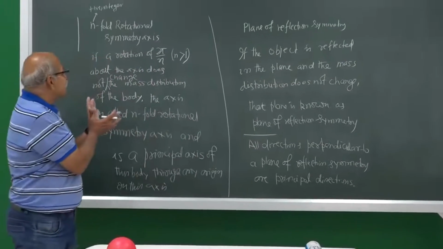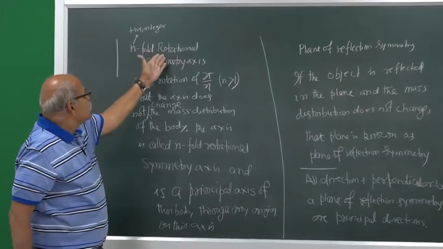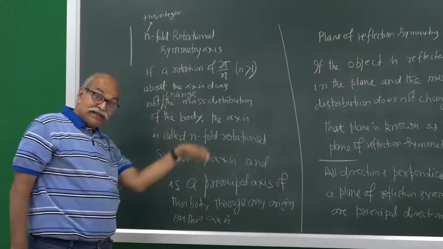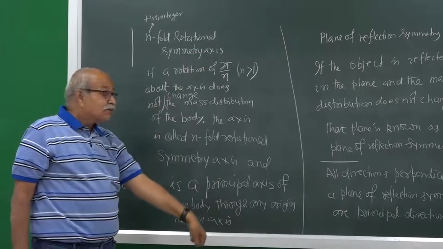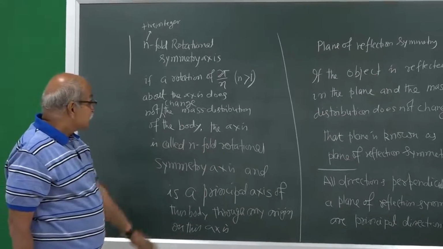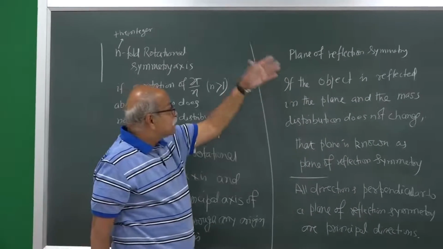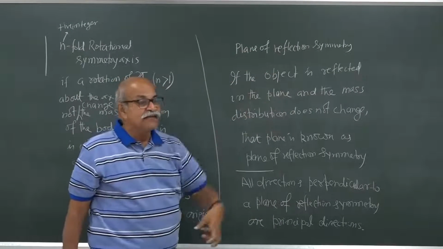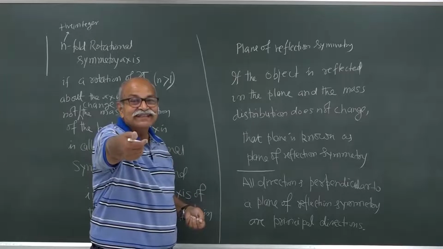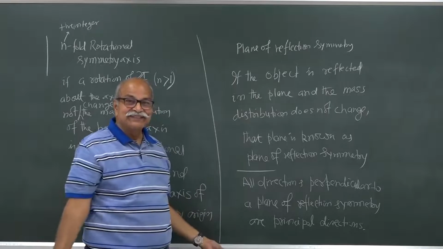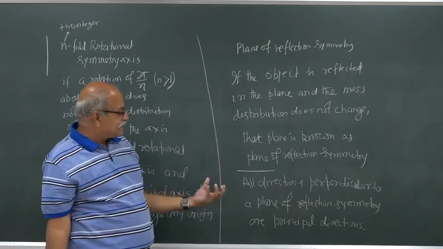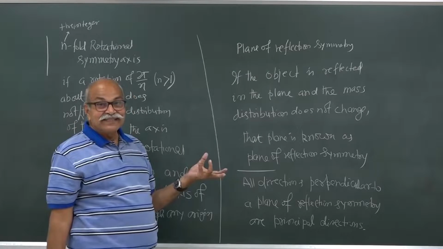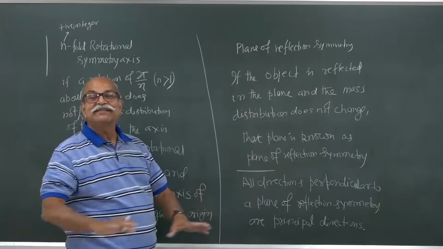So, if you can find an n-fold rotational symmetry axis, n greater than 1, that will be a principal axis. The origin can be taken anywhere on that particular line. If you can find a plane of reflection symmetry, then also it is very simple. Any point you take on that plane and draw a perpendicular line, that will be a principal axis. So, you can identify the principal axis easily if such symmetries exist, and if you can, then you can write your equations, which take a very simple form.